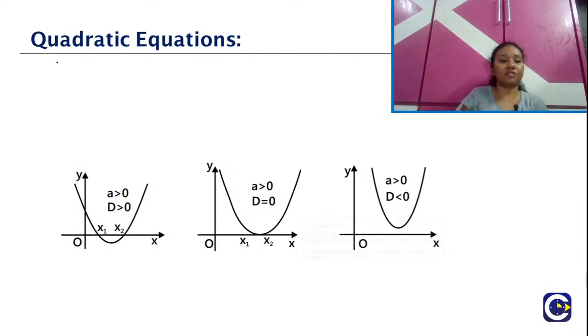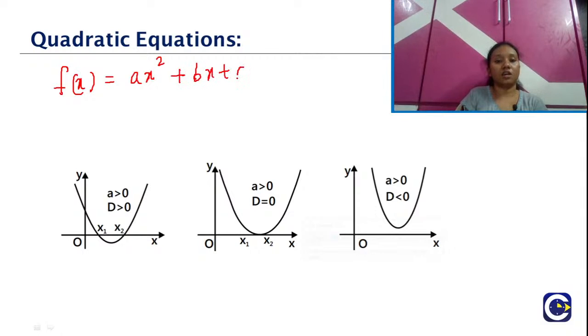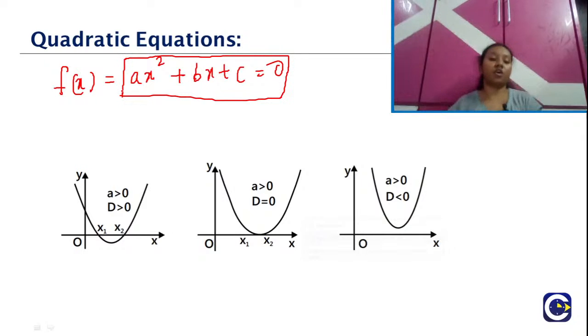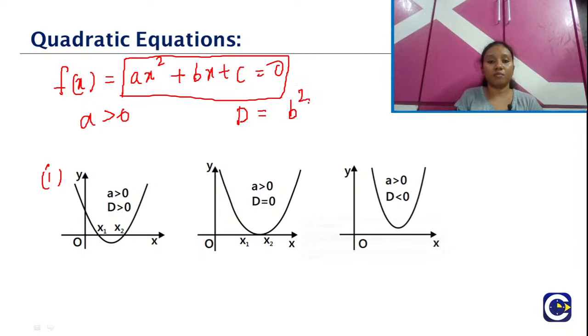So let's see our general quadratic equation, that is f of x is equal to ax square plus bx plus c equal to 0. Let this be my general form of quadratic equation. Now my first case here, where my leading coefficient is greater than 0 as well as my D. So what about D here? D is nothing but the discriminant, which is given by b square minus 4ac.